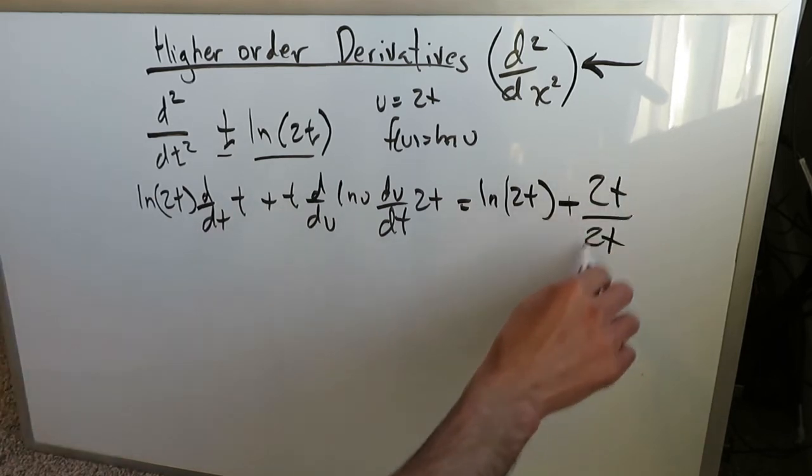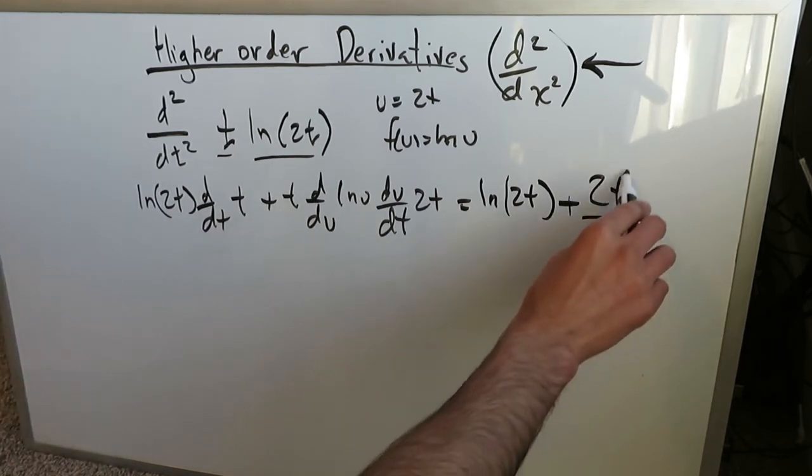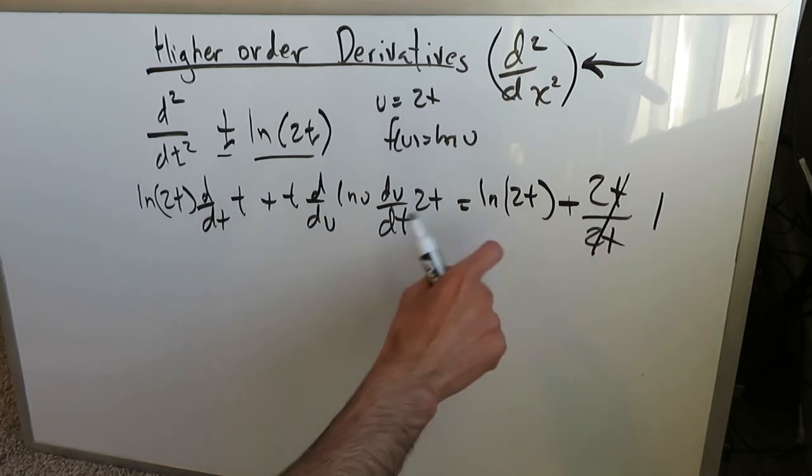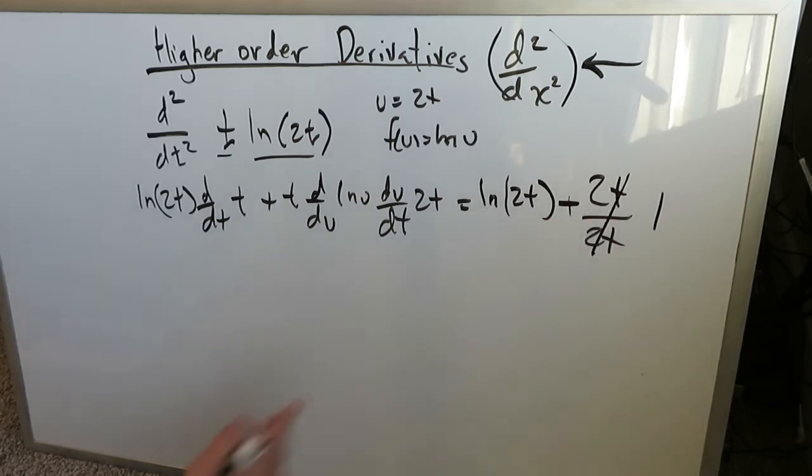And what do I get? This cancels out to a 1. So my first order derivative is natural log 2t plus 1.